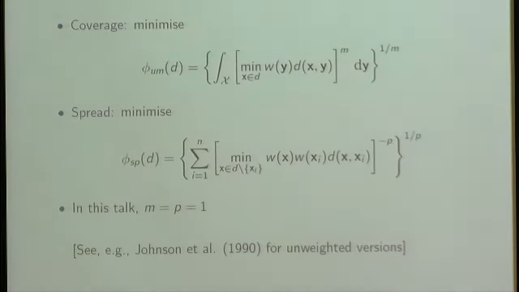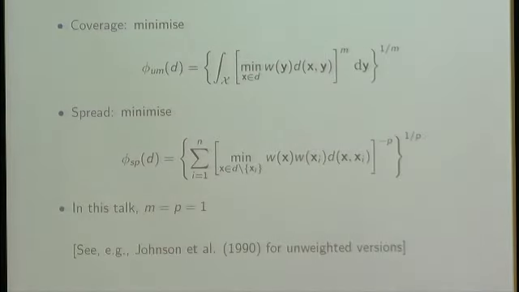So then, how are we going to find our designs? Well, we're going to use computer search to minimize a couple of different objective functions. So for the second, if you just ignore the w's which are in here, which are our weight function, without the w's, these are the standard objective functions you would get for coverage or mini-max and spread or maxi-min designs, as they were defined by Johnson and co-authors 20 or so years ago.